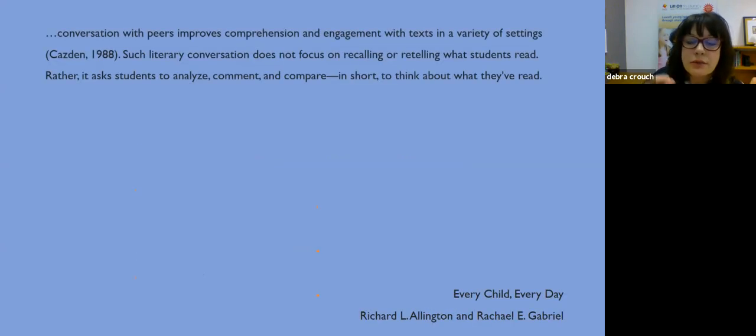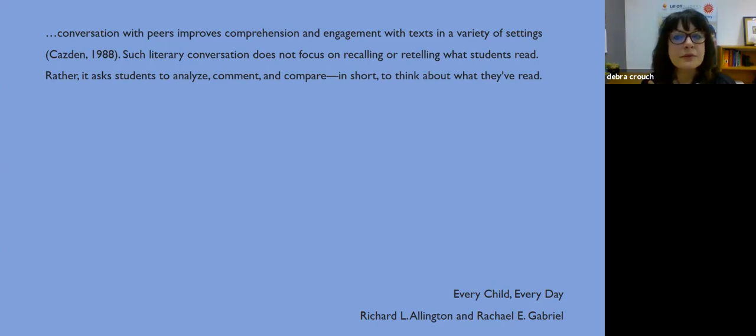Richard Allington wrote an article I really appreciate called Every Child Every Day, with Rachael Gabriel, and one of the ideas he shares is the importance of conversation. When kids are in conversations with their peers, not only does their comprehension improve, but also their engagement with the text in a real variety of settings. He's citing the work of Courtney Cazden there. And it's not about recall or retell. Sometimes we're very happy if kids can retell what's happened or recall information.